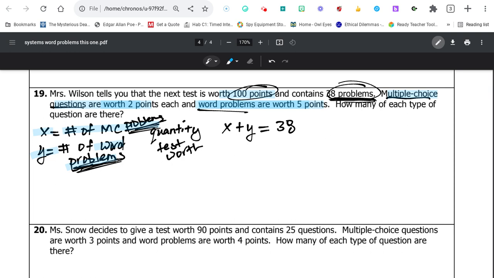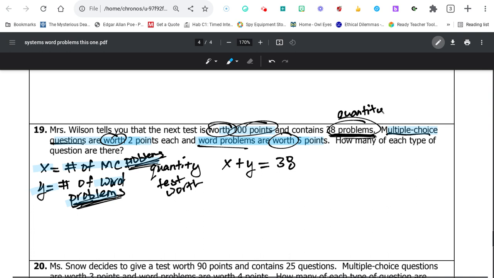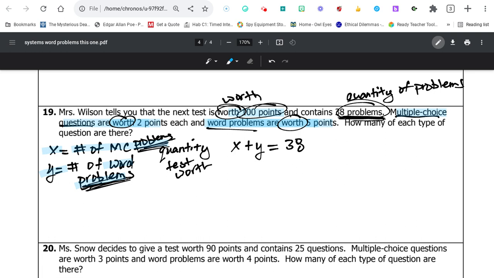Worth and worth all go in one equation. So the 38 represents the quantity of problems. And then the other equation represented the worth of the test. All right, so let's get the worth of the test. Well, you got 2 points per multiple choice plus 5 points per word problem equals a total worth of 100.